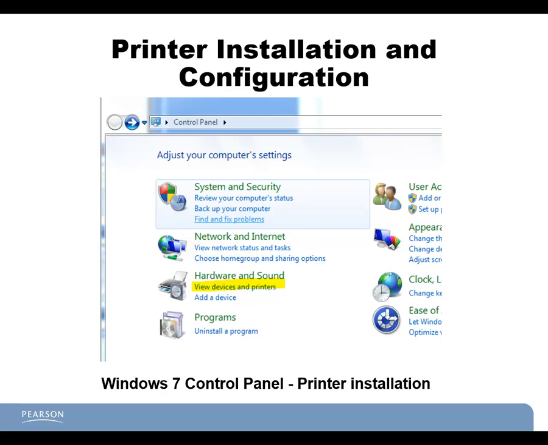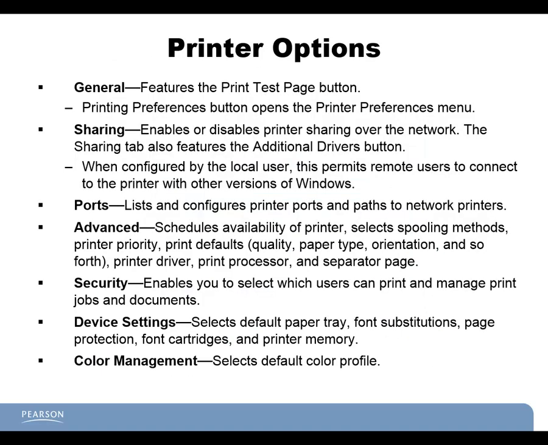Here they're just showing an example of where to go to install a printer. In Windows 7, you go to View Devices and Printers and hit Add a Device. Some things that you'll generally set: under the General page, there is a Print Test button. If you've just installed a print driver for the first time, you can click on the print test and see if you get a page that looks proper.